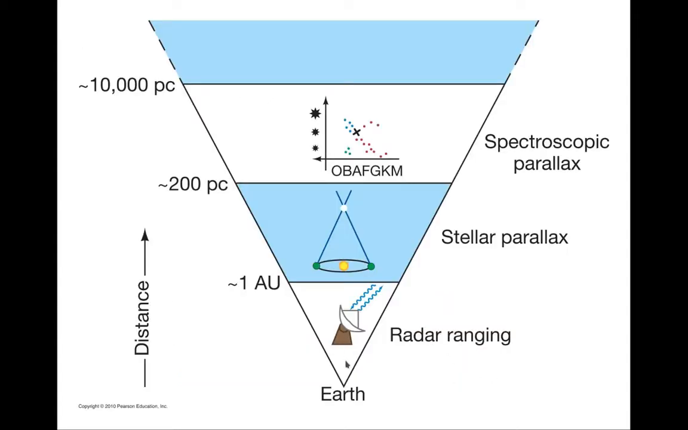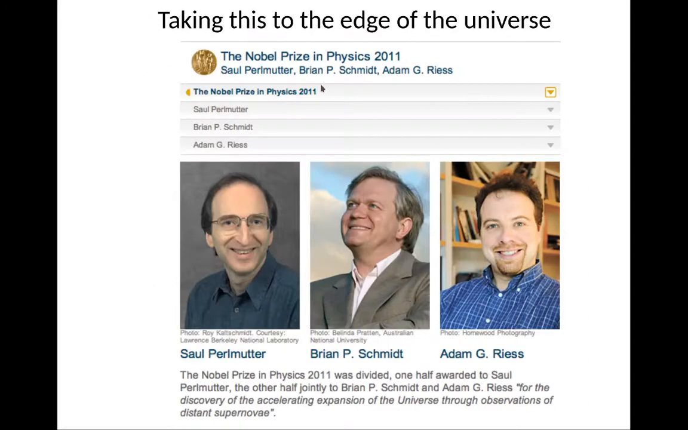So for instance, you could basically start measuring. Radar ranging measures distance about 1 AU. Stellar parallax measures distance up to 200 parsecs. Spectroscopic parallax can measure basically up to 10,000 parsecs, which is roughly the size of our galaxy, right? And if you keep going on, you can basically take this to the edge of the universe, right?